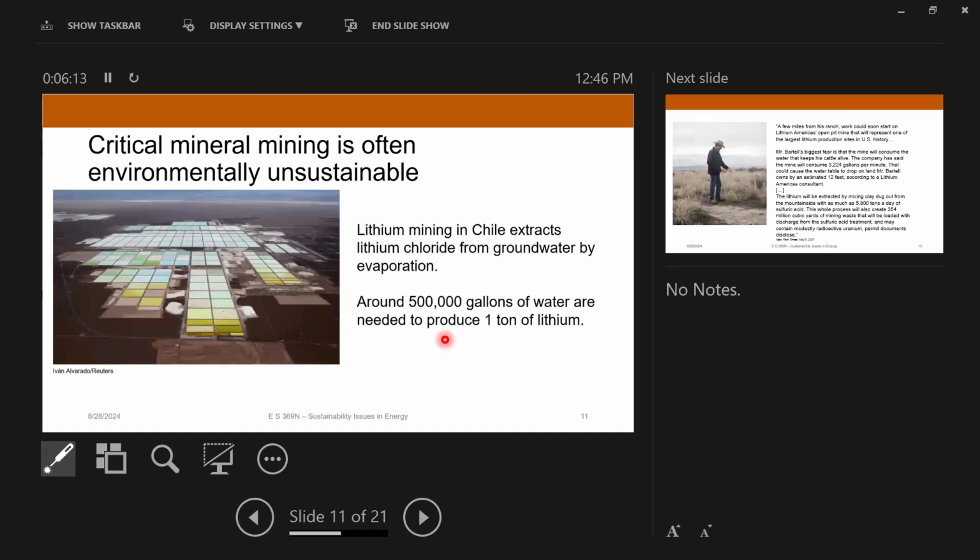Lithium is another big one. Lithium production right now is mainly done by pumping groundwater and letting it evaporate and then harvesting the lithium salts that precipitate. A lot of this is done in Chile and in Australia, and they basically just pump the water out and let it evaporate in these huge ponds. It takes almost 500,000 gallons of water to make 1 ton of lithium. So that is a tremendous amount of water just evaporated away. And a lot of this is in water-stressed parts of the world. So that's a problem as well.